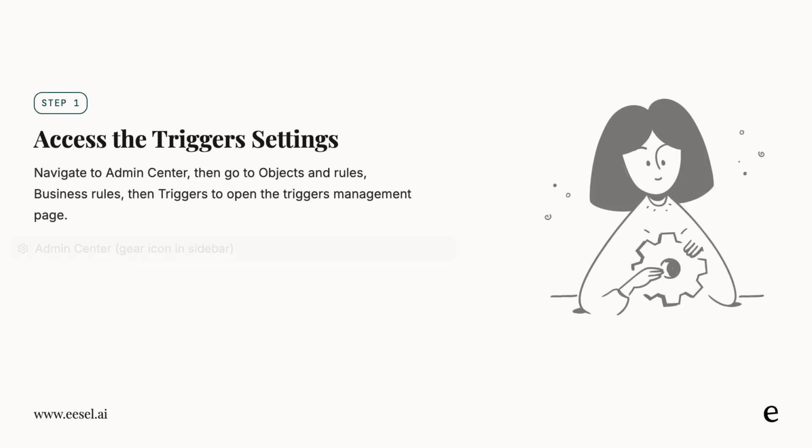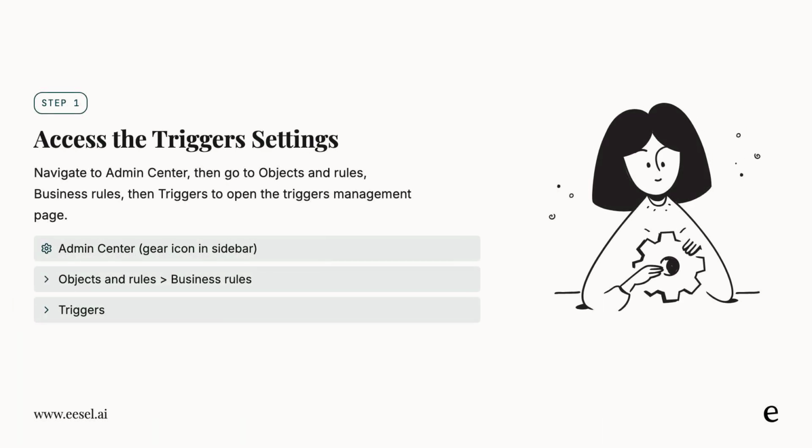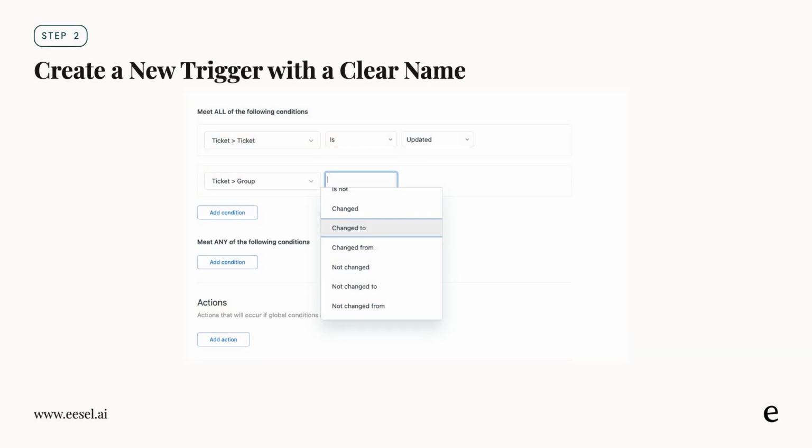To get started, open Admin Center by clicking the gear icon in your Zendesk sidebar. From there, go to Objects and Rules, then Business Rules, then Triggers. This opens the full Triggers Management page where you can create and manage all your trigger logic. Click Add Trigger in the top right corner.